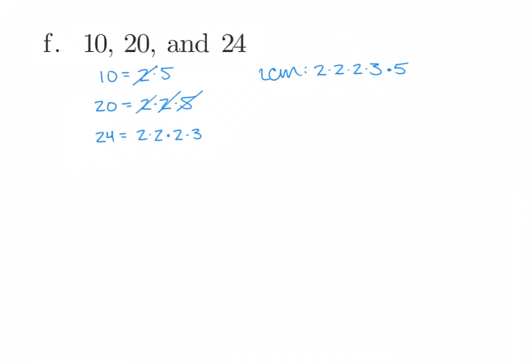And so now if we go ahead and multiply this together, I'm going to multiply my 2 times 5, we get 10. I get 2 times 2 is 4, times 3 is 12. And so if we go ahead and multiply this, we get 120.